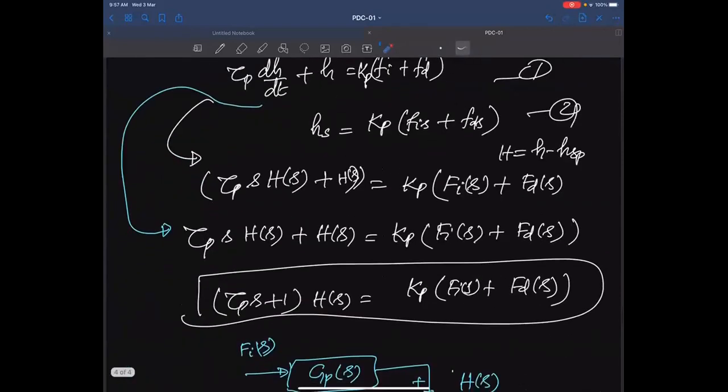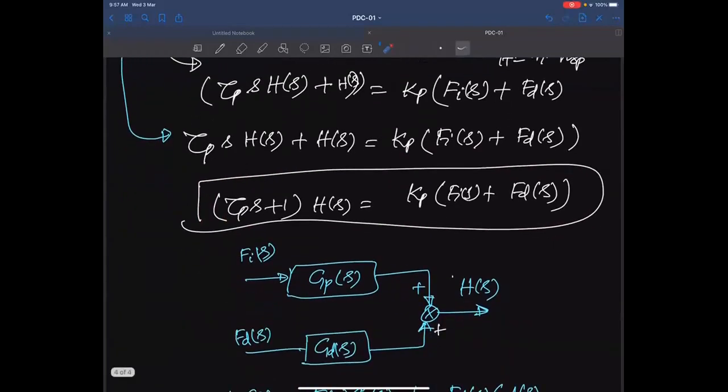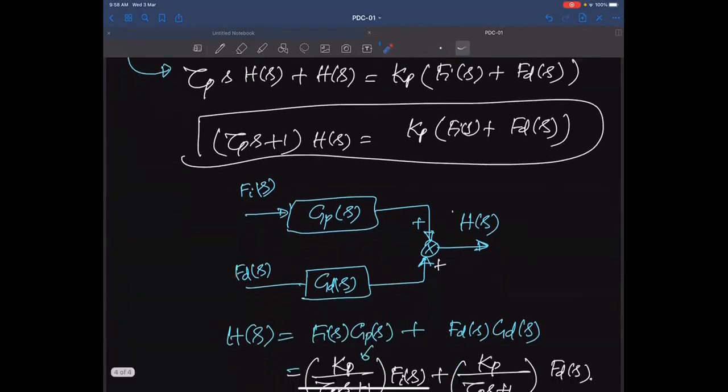That is represented in terms of the Laplace transform this way. Otherwise, in terms of a block diagram, H of s, the output variable of importance, is Fi of s multiplied by Gp of s plus Fd of s multiplied by Gd of s. At this point, the value is the inflow multiplied by this transfer function. Likewise, at this point we have Fd multiplied by Gd. That is what is given here.